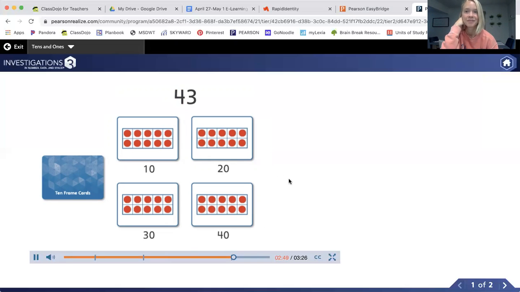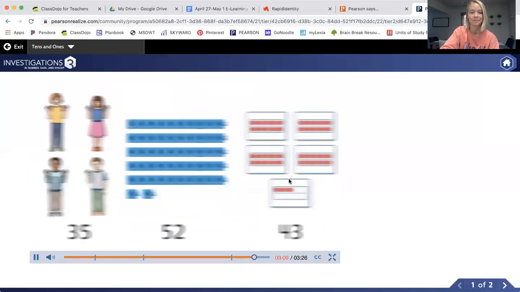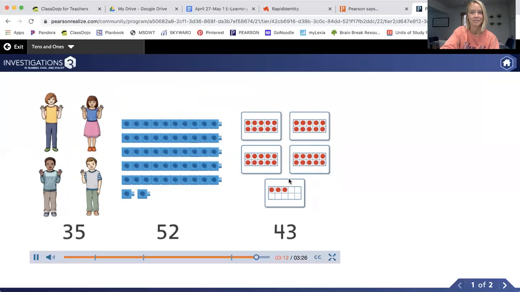Lyle thinks that since we have 40 and we need 43, we need a card with 3 dots. We have 40 and 3 more. 41, 42, 43. To make 43, we needed 4 10 cards and a 3 card. 43 has 4 tens and 3 ones. I can show a number using groups of tens and ones. And I can look at a number and figure out how many groups of 10 and how many ones I will need to represent it.